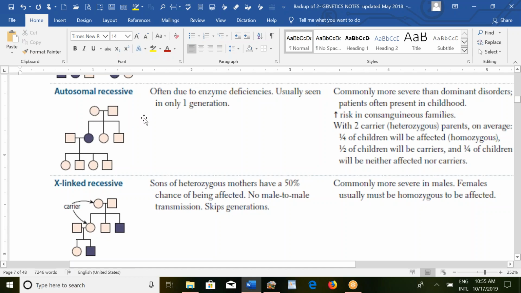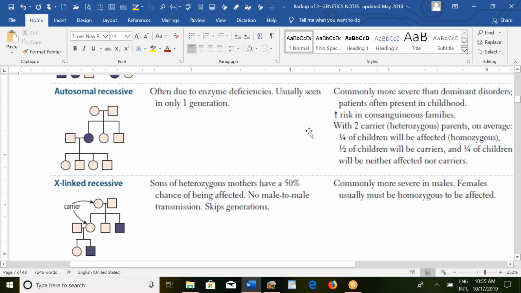This type of disorder needs two copies of the gene. One should come from the mother and one from the father. Still, one child will be affected and others, 50% can be carriers. And then there is a skip generation. No one expressed the disease here and no one has expressed it here, but we have seen it in this generation. So autosomal recessive is often due to enzyme deficiencies and usually seen in only one generation.